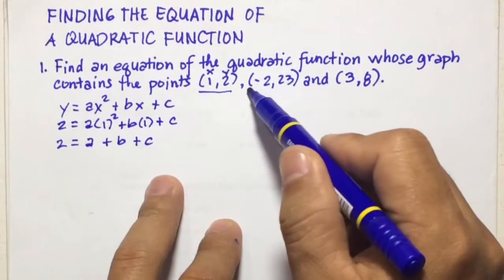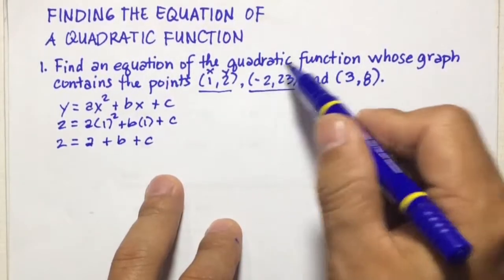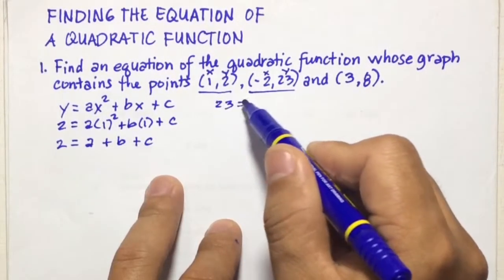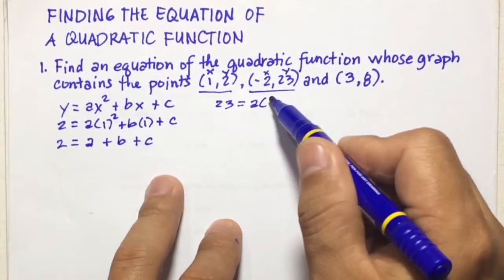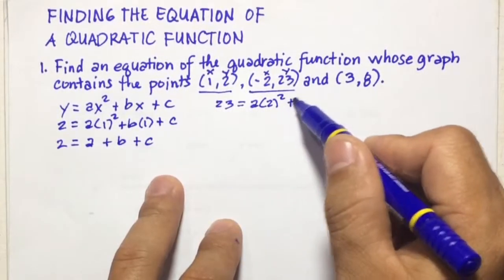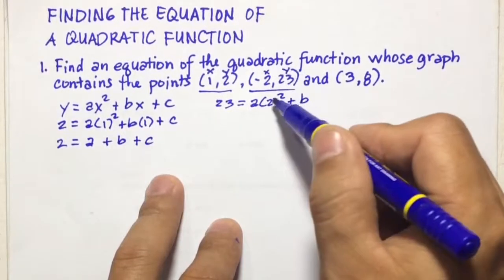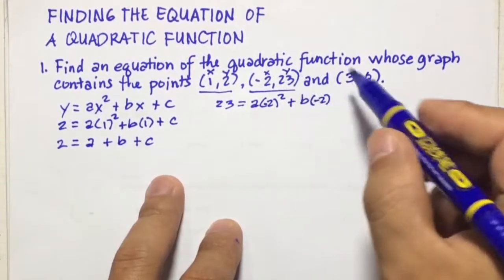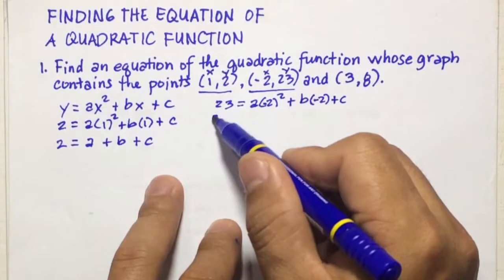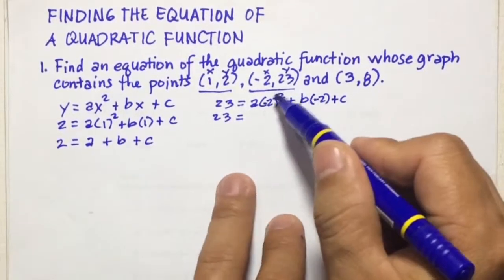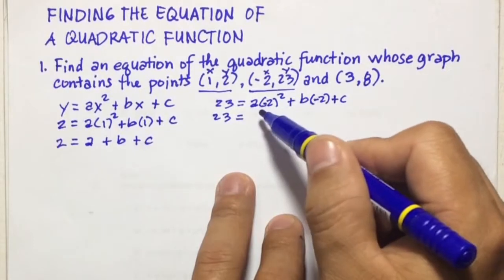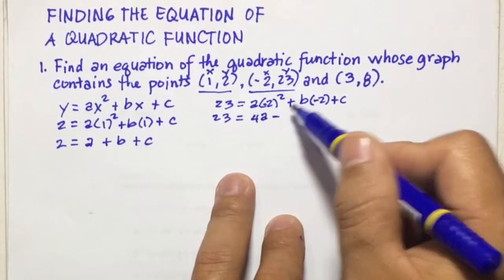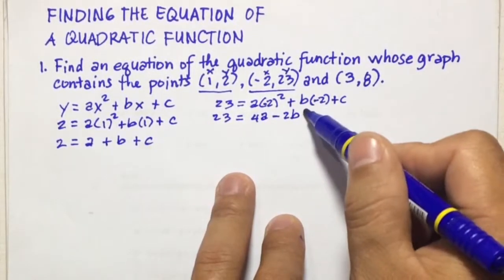Then for the second point, (-2, 23), this is x and this is y, so we have 23 equals a times negative 2 squared, plus b times negative 2, plus c. This is 23 equals 4a, since negative 2 squared is 4, then b times negative 2 is negative 2b, then plus c.